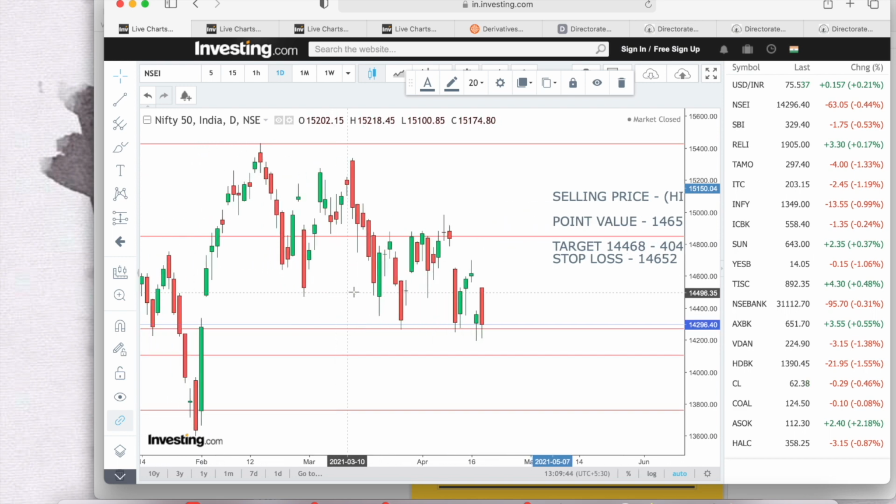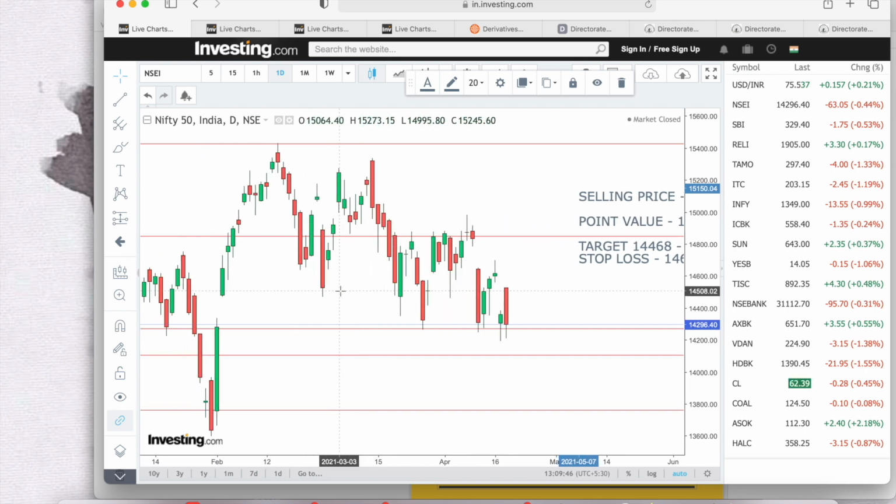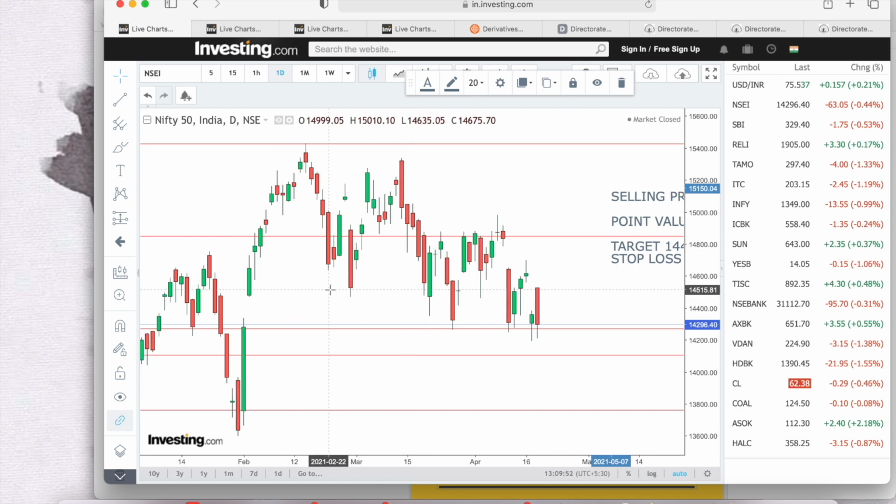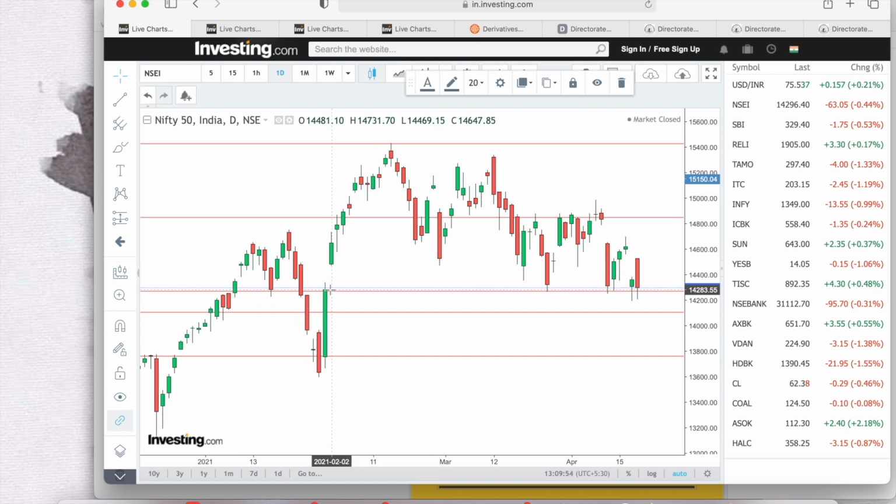Let's see here. See here, this formed a bullish cross. Okay, it was a different pattern. It is not the one. Let me pause and come back to somewhere where I can show you this.